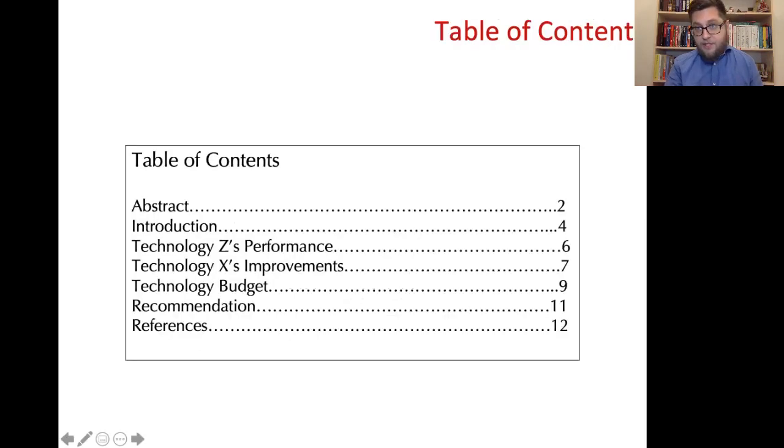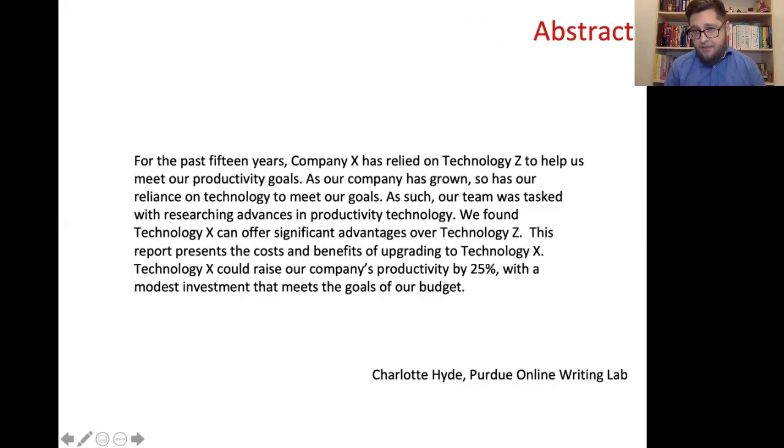Then always include a table of contents, because it's very natural, and it will help the reader to understand the matter, or for example, to find the necessary information if he or she or they need it. So a table of contents is a really good step from your side. Then abstract.